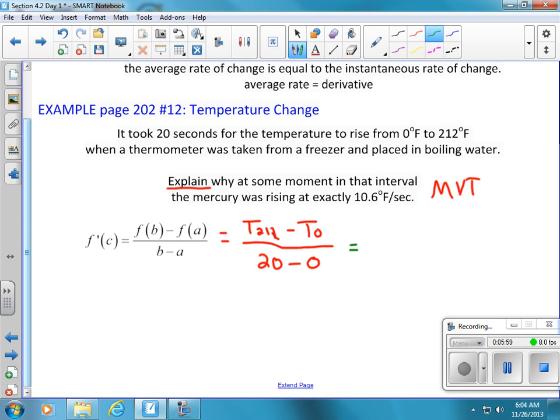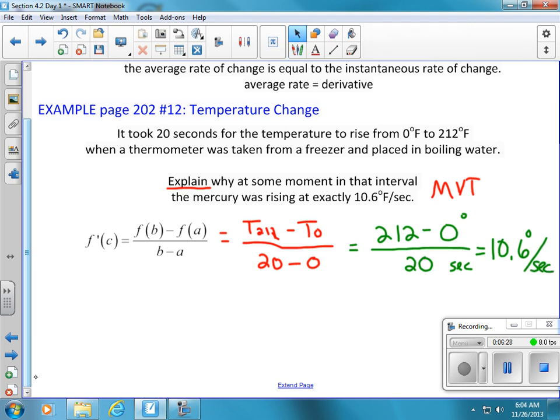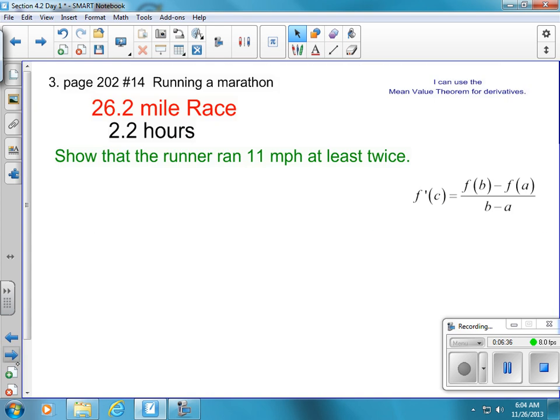Okay, so if we do that, we get 212, which is our function value at the end. 0 is our beginning temperature. And we took 20 seconds to do that. 212 divided by 20 is, surprise, 10.6. And remember, this is degrees, this is seconds. So we have degrees Fahrenheit per second. All right, and using the mean value theorem, that is how we know that at some moment that temperature was rising at 10.6 degrees per second. It makes sense.